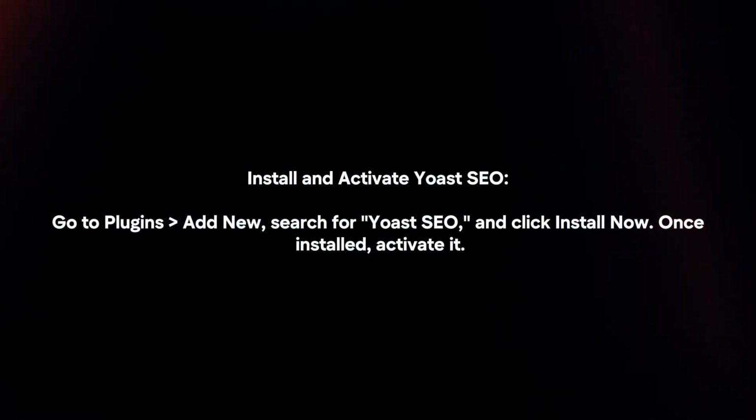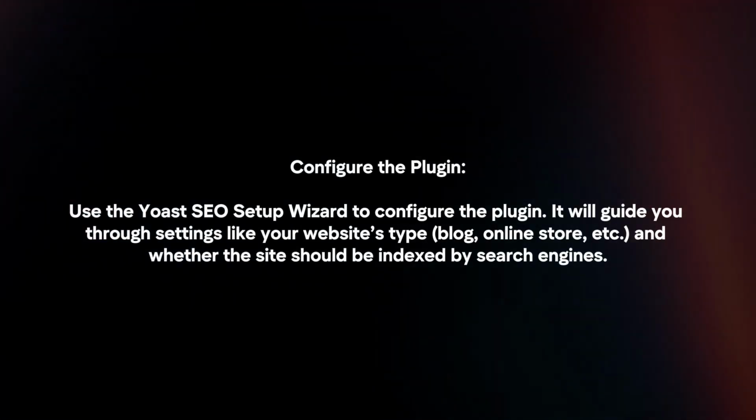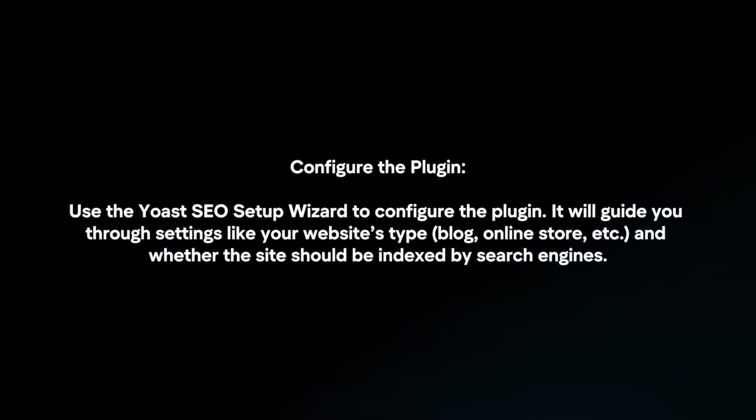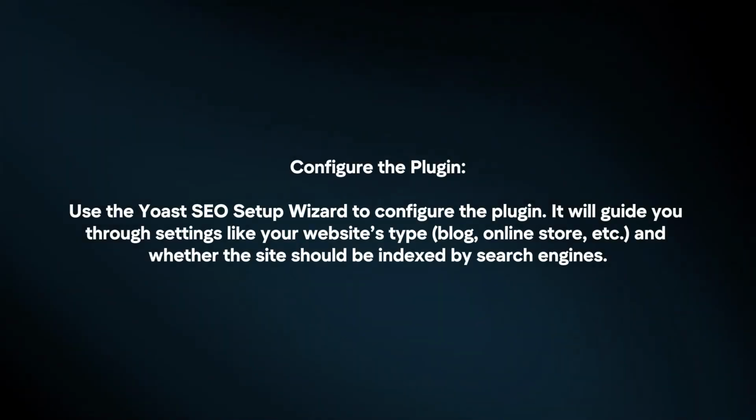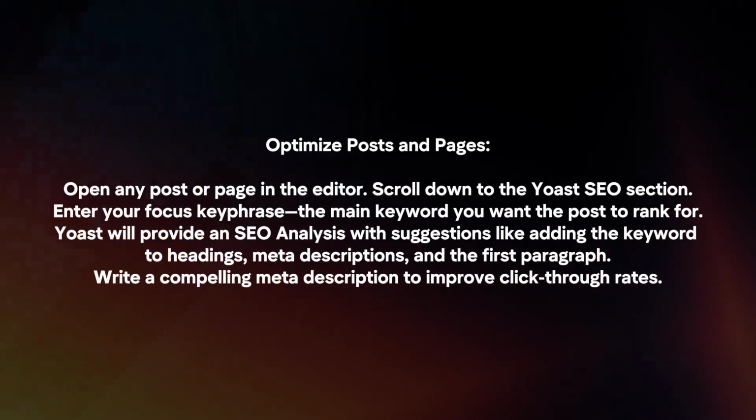Once installed, activate it. Configure the plugin. Use the Yoast SEO setup wizard to configure the plugin. It will guide you through the settings like your website's type and whether the site should be indexed by search engines.